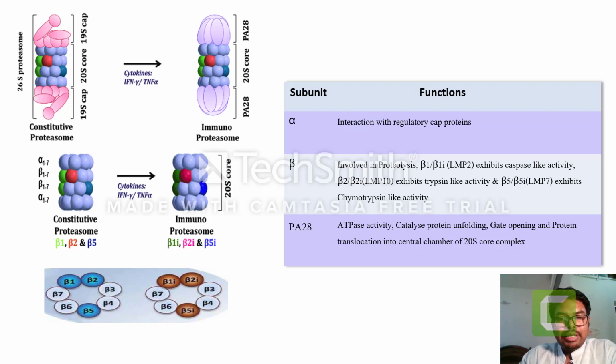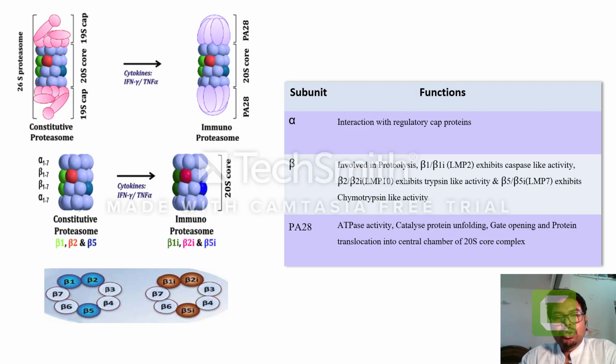These subunits are more prominently handling antigenic proteins, breaking them into peptide fragments, the size of which is suitable for complexing with class 1 MHC molecule, and they generate peptides with hydrophobic ends, which are suitable for incorporating within the pit of class 1 MHC molecule.